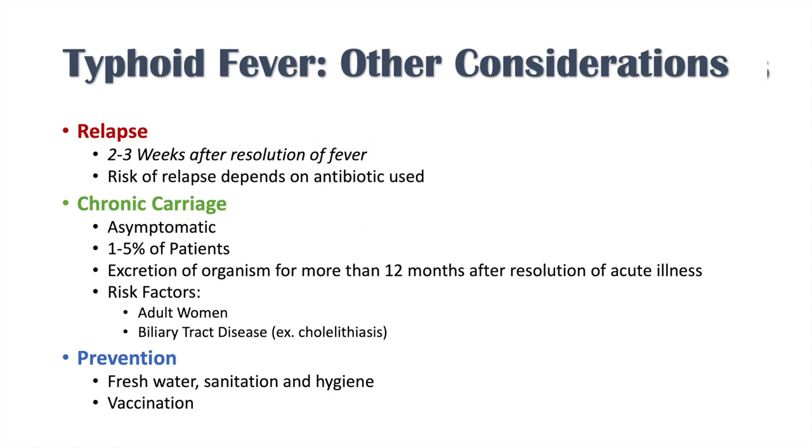And again, the risk factors for chronic carriage include adult women and those with biliary tract diseases, especially cholelithiasis, because gallstones act as a source of that bacteria. And again, the most important thing to take from all of this is prevention of typhoid fever in the first place. Again, we want to have fresh water, sanitation, and hygiene. That is critical to prevent the spread of typhoid fever. And there's a vaccination for typhoid fever that can actually reduce or eliminate it or help prevent individuals from contracting typhoid fever.